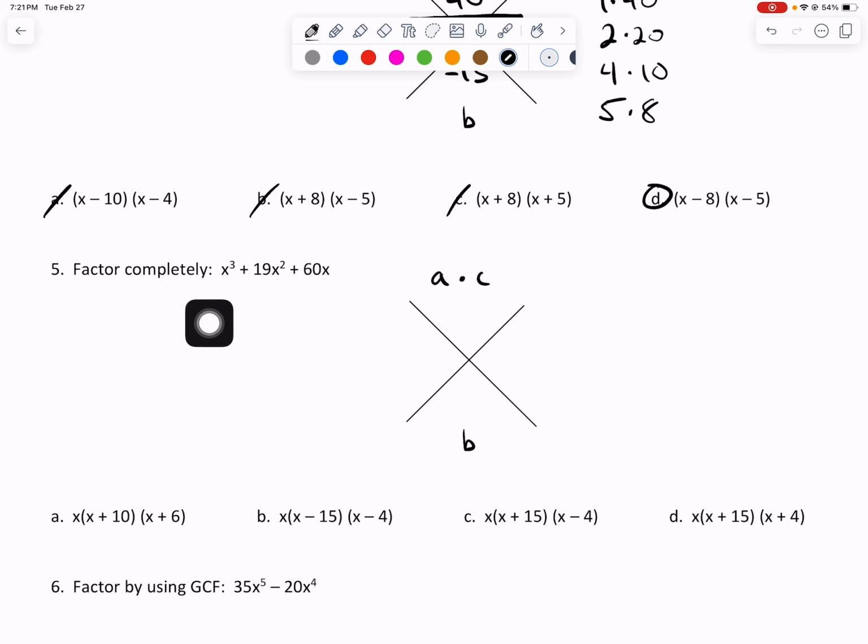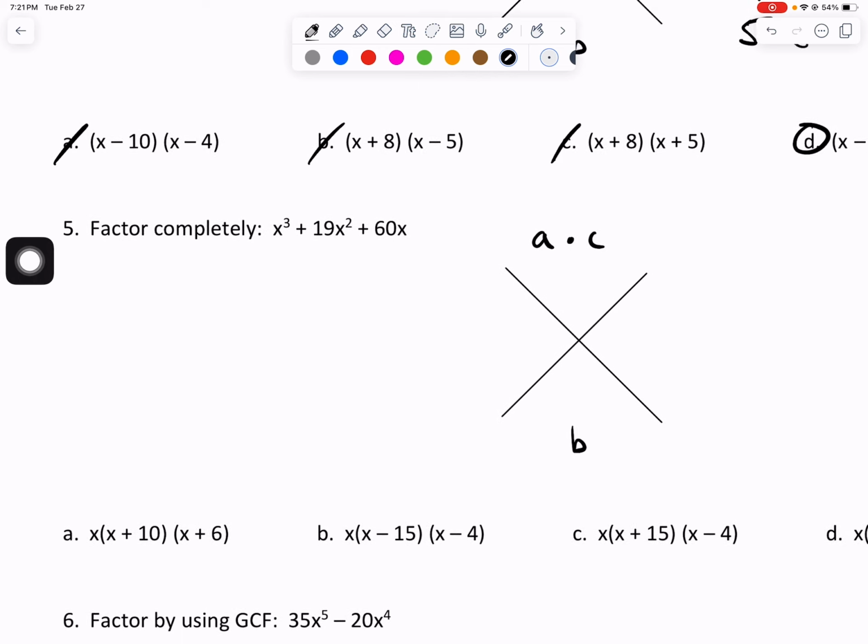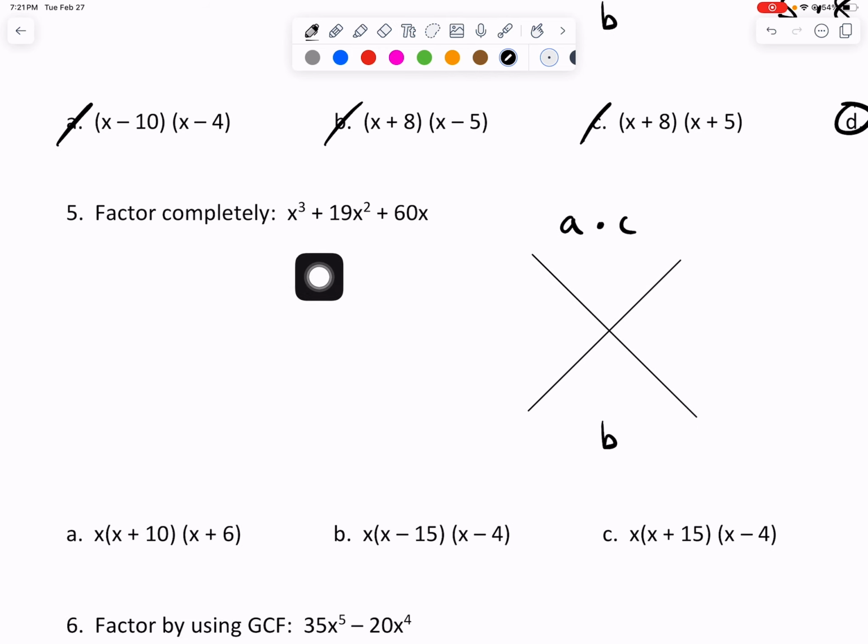Factor completely: x cubed plus 19x squared plus 60x. Whoa, x cubed and it's not x squared. Well, what should we do? We do know that they all share at least one x, correct? Do me a favor. Take that x. Let's easy bake oven it. Let's set it and forget it.